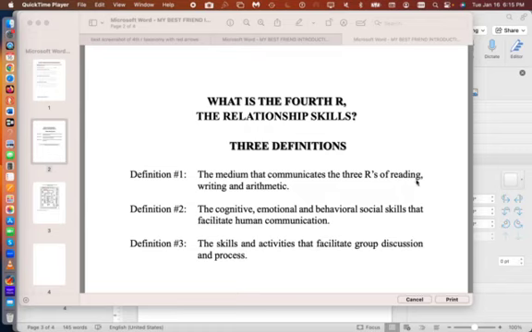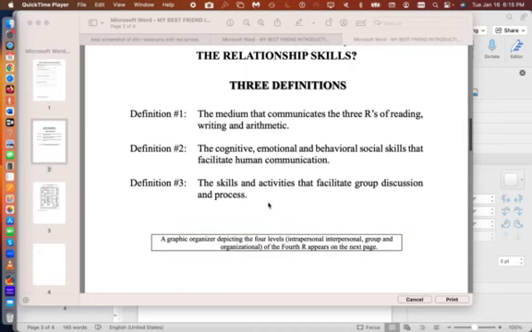The first definition is that these skills of relating, or the relationship skills, represent the medium that communicates the three R's of reading, writing, and arithmetic. The second definition is it's the cognitive or intellectual, emotional, and behavioral social skills that facilitate human communication. And the third possible definition is the skills and activities that facilitate group discussion and group process.